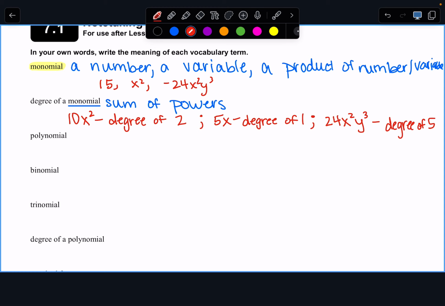Then that means that it's just a number without a variable. Like this right here, this would have a degree of 0.